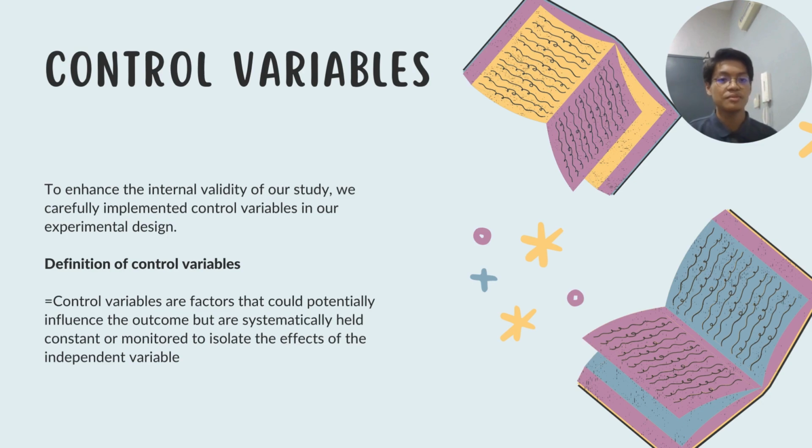So it basically means that if we don't control the variables, it will affect the outcome of our experiment, such as in fertilizer: if we don't control the type of fertilizer, then it will affect the growth of the particular plant. But in this experiment, it is different.